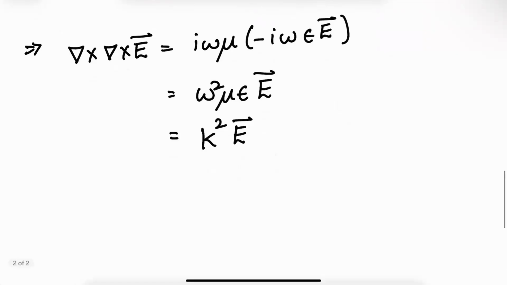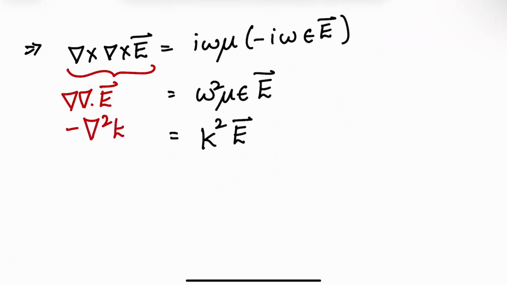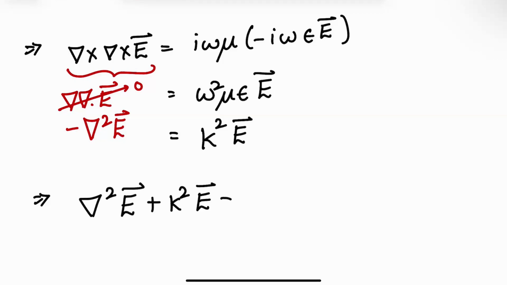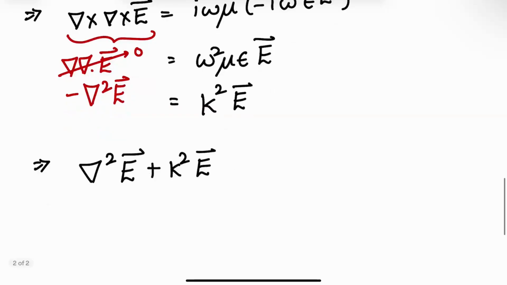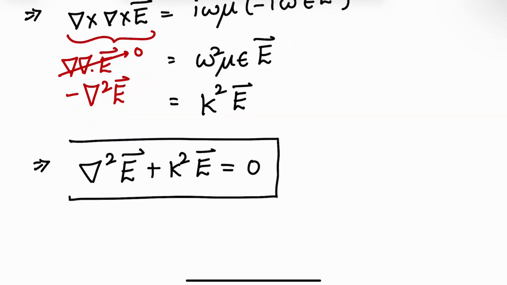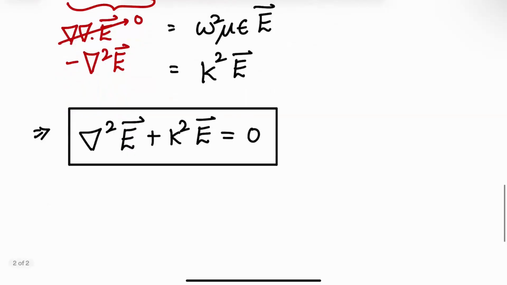We've seen that before, and k is the wave number. And then we also know that this curl curl E is nothing but gradient of divergence of E minus Laplacian of E, the vector Laplacian. But the divergence of E is zero. So this implies that the vector Laplacian of E plus k squared E equals zero. And that's the vector wave equation when you have a divergence-free vector field.